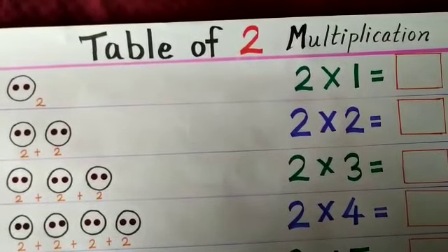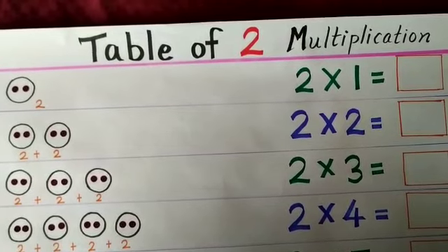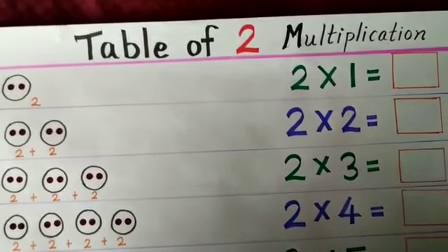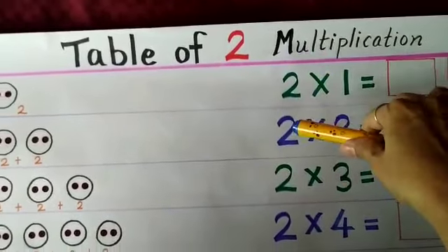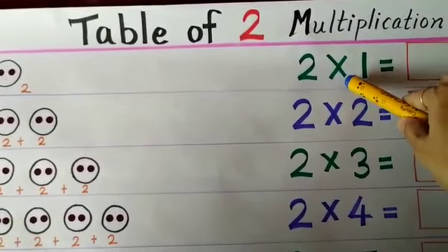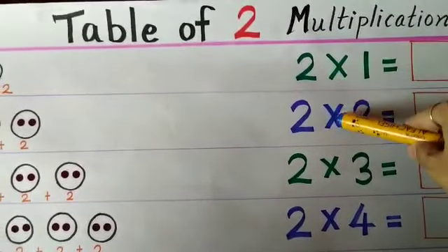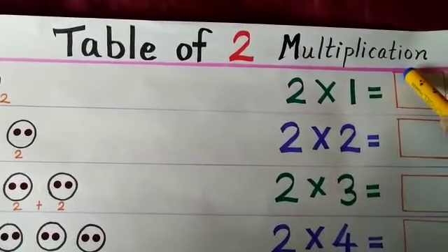Hello students, today let's see the table of 2. Now what is the table of 2? See here, 2, 2, 2 is written. And here is a sign of x, that is of multiplication. So today we are going to see multiplication.